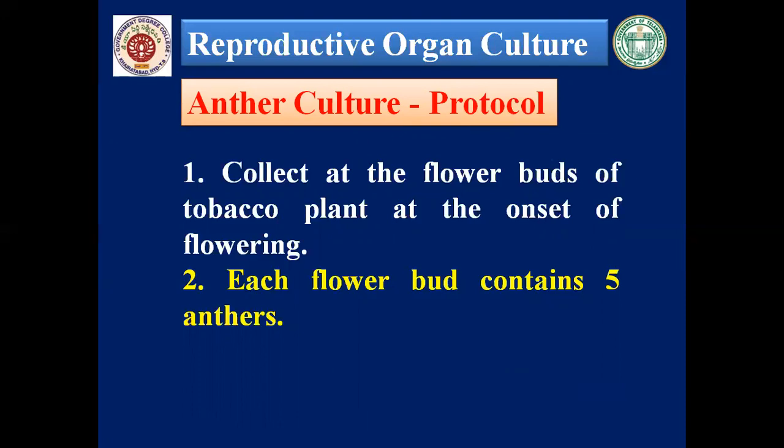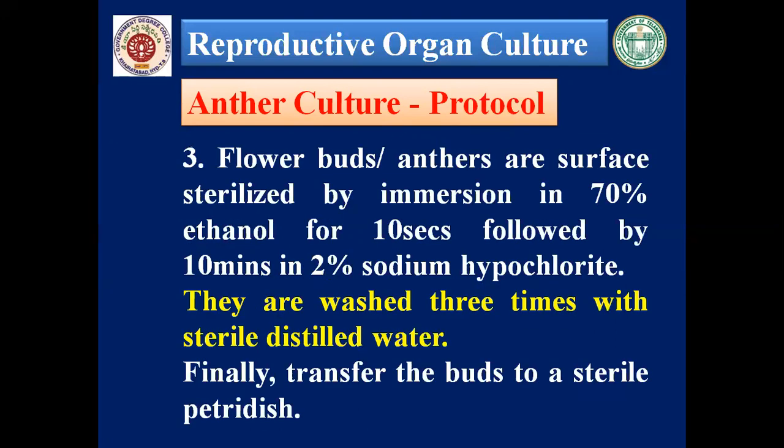The process starts like this. We have to collect the flower buds of a tobacco plant at the onset of flowering. Each flower bud contains 5 anthers, that is in Nicotiana tabacum. The flower buds or anthers are surface sterilized, and you know how surface sterilization is to be done. It starts with washing with Teepol, then rinsing with distilled water, and then immersion in 70% ethanol for 10 seconds, followed by 10 minutes incubation in 2% sodium hypochlorite. Then they are washed thoroughly with sterile distilled water 3 to 4 times.